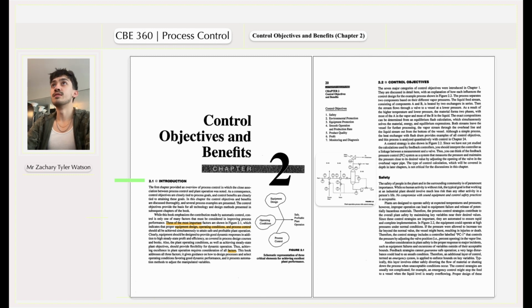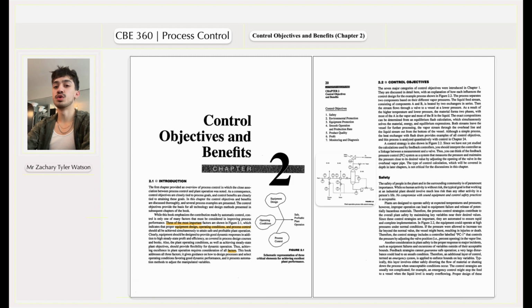The introduction. The first chapter provided an overview of process control in which the close association between process control and plant operation was noted. As a consequence, control objectives are closely tied to process goals, and control benefits are closely tied to attaining these goals. In this chapter, the control objectives and benefits are discussed thoroughly, and several process examples are presented. The control objectives provide the basis for all technology and design methods presented in subsequent chapters of the book.